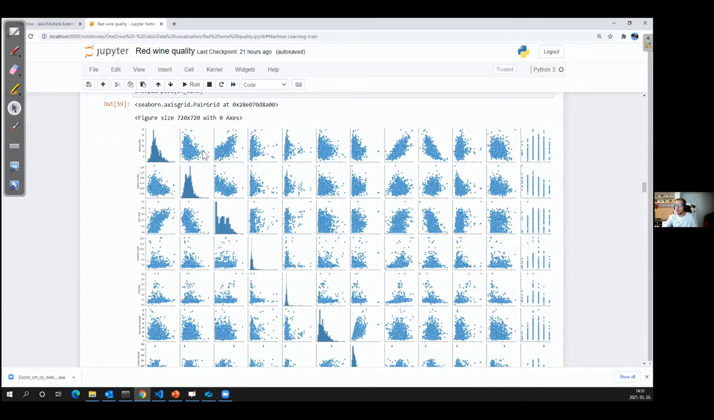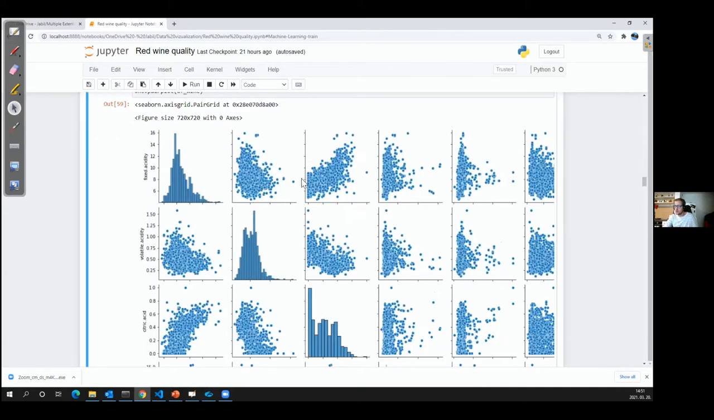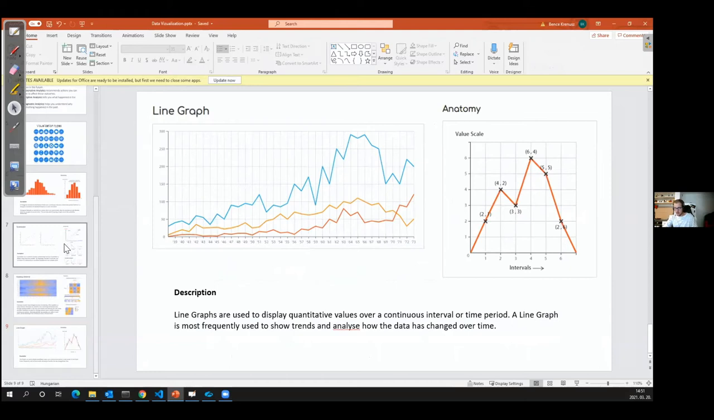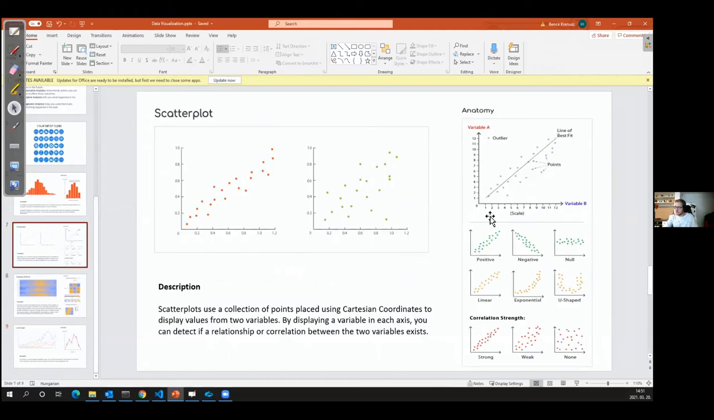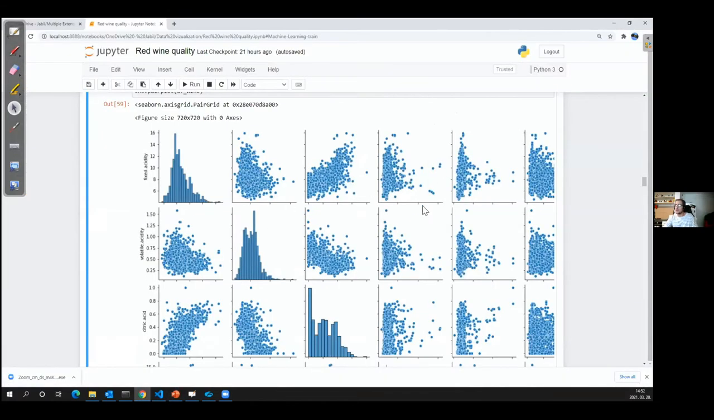If I go a little bit closer, you can see that, as we indicated in the presentation, we need to see connections like this. If we have a connection like this, we can fit a line on the scatter plot. That means there is some sort of connection between those two variables. So by eye, it can easily be seen that this is something that can be useful.